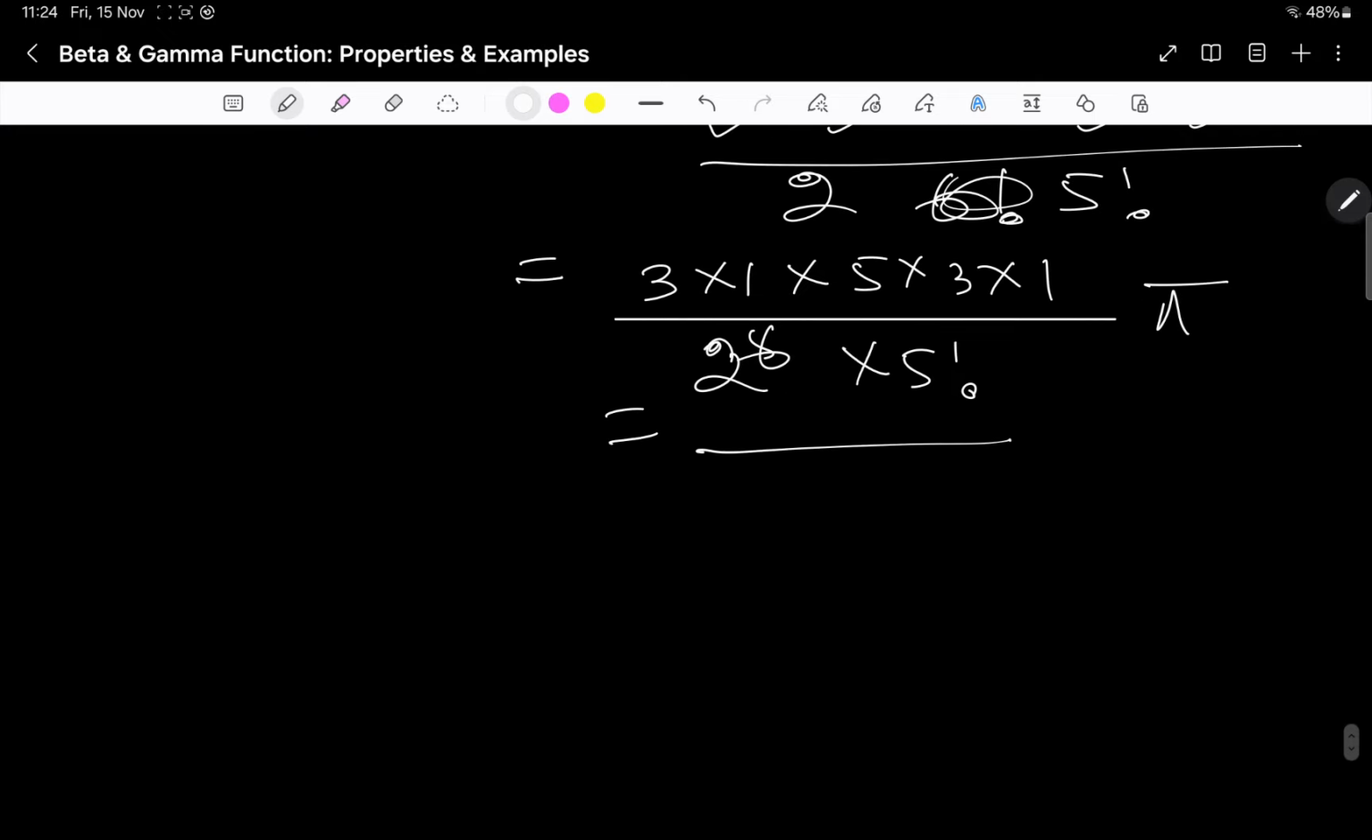So if you are asked, suppose, integral 0 to pi by 2 of sine to the power 6 theta d theta, you just recall the plus 2 idea.